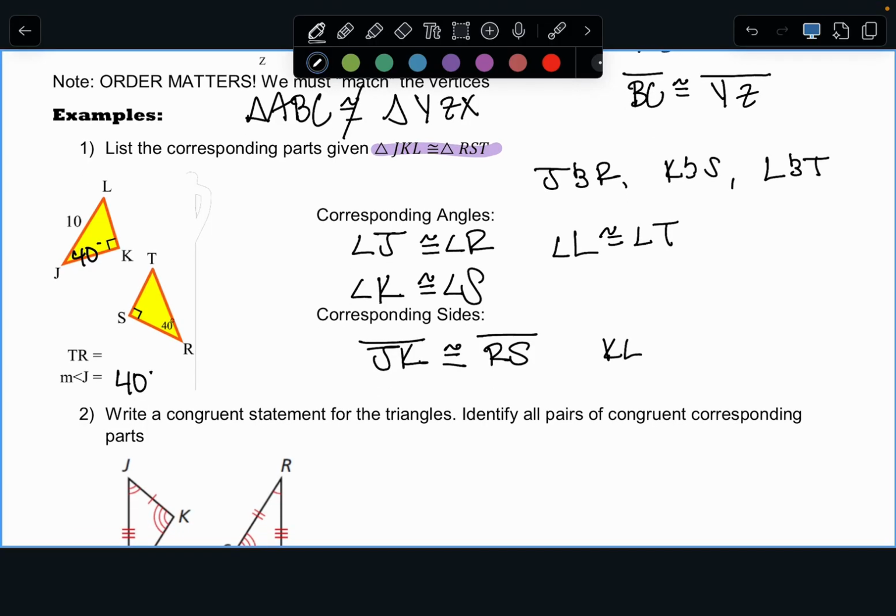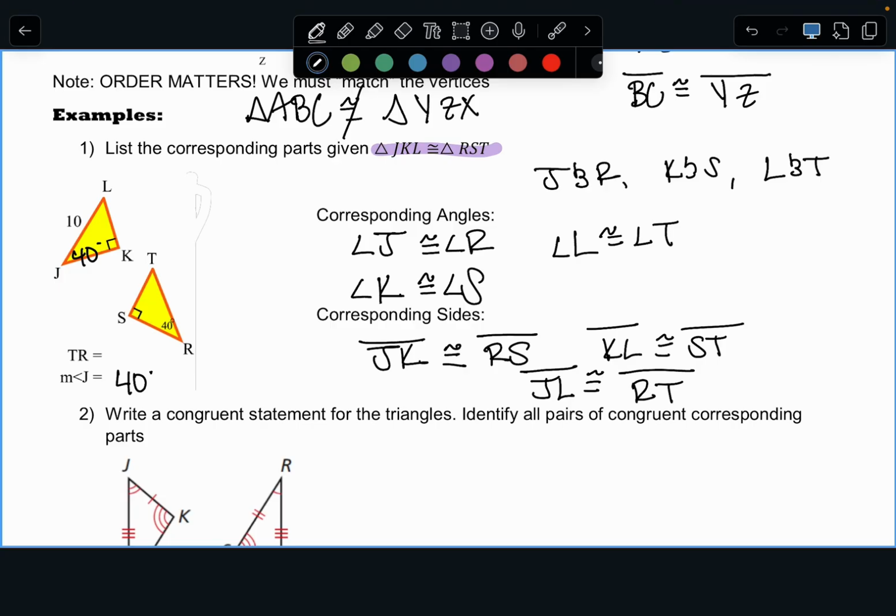If we look at KL, KL's in the last two spots. So what would it be congruent to? S, I need two letters. ST are in the last spots of the other triangle. And then our last one, JL. JL is in the first and last spot. What's in the first and last spot of my other triangle?